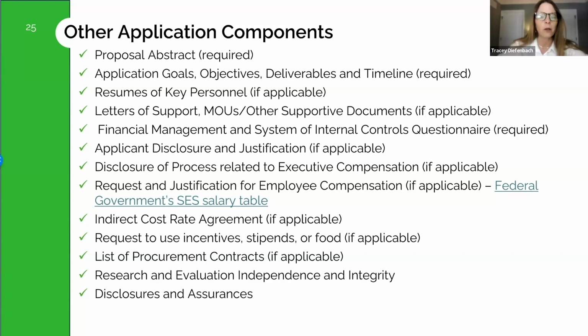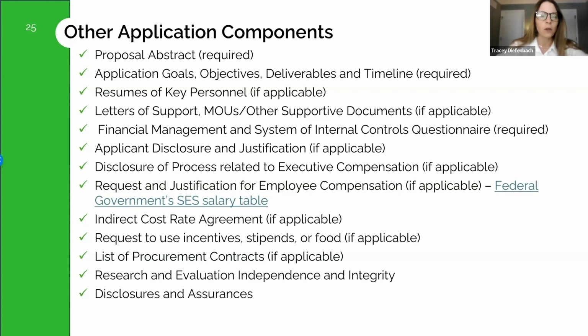As mentioned, applicants should prioritize the completion of the financial management and systems of internal controls questionnaire early on. This form assesses an applicant's strengths and weaknesses in their financial management systems and practices to really ensure compliance with federal grant requirements. As I said earlier, additional information may be required depending on the applicant's responses within this form. For example, if an applicant is designated as high risk, an applicant disclosure and justification form must also be submitted as a separate attachment. OJP will use this during the review process.